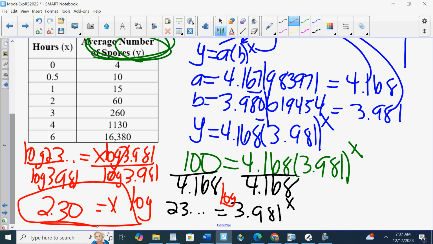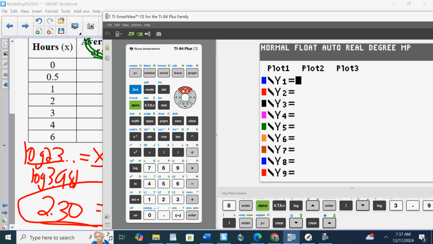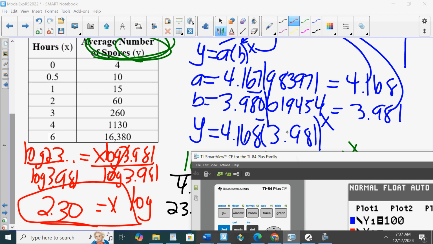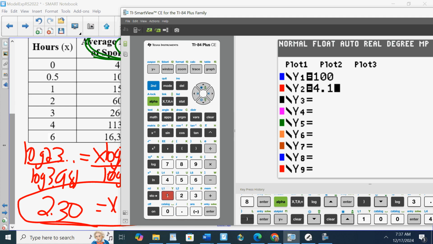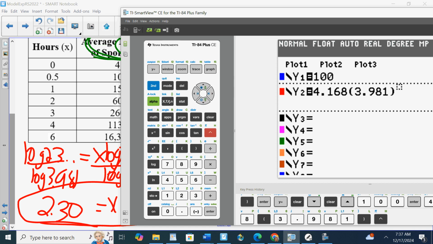And remember, if the algebra is not happening, if you get lost, you make a mistake, you could always do your y1, y2 intersects. Y1 equals 100. Y2 is 4.168 times 3.981 to the power of x.